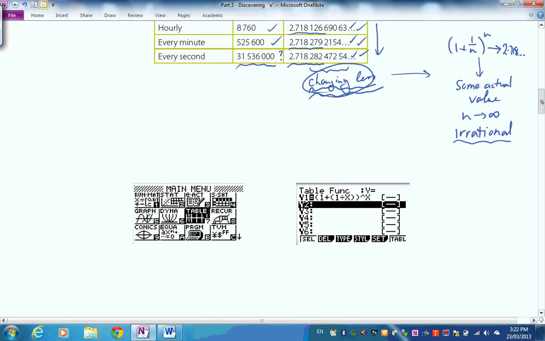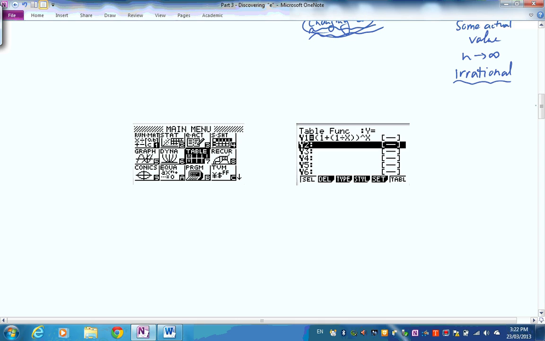So, here's the Casio. You could go to table mode, see I've highlighted it there, table mode, and set it up, put in the function. Can you see this is the technical way of saying 1 plus 1 on n to the n, using x's and brackets and stuff. Then you could set the calculator up to start at any n value and go up to bigger and bigger ones.